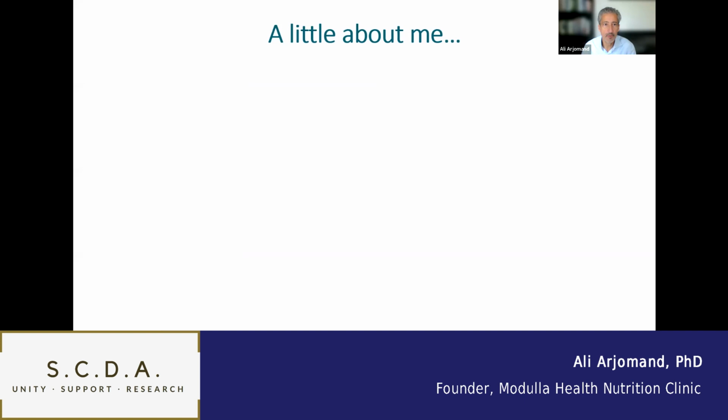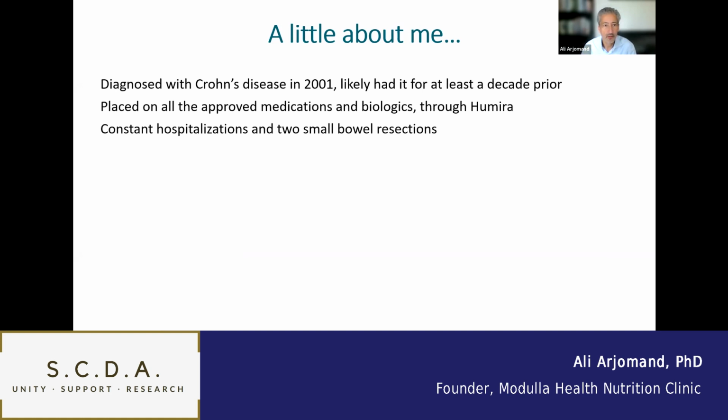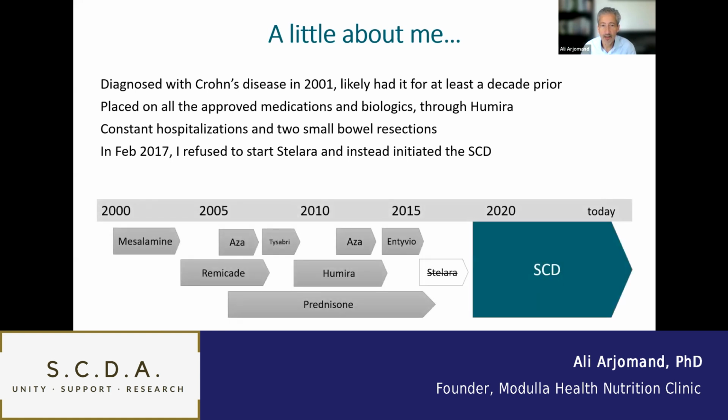So before I start, a little bit about me. I was diagnosed with Crohn's disease myself in 2001, although I likely had it for at least a decade prior to that. So I was diagnosed pretty late. Over the subsequent couple of decades, I was placed on all the approved medications and biologics all the way through Humira. I was constantly in the hospital due to my condition and obstructions, and 2 small bowel resections, all the way through 2017 when Entyvio failed for me and I refused to go on Stelara and instead started SCD for the first time. And that's where I've been ever since.